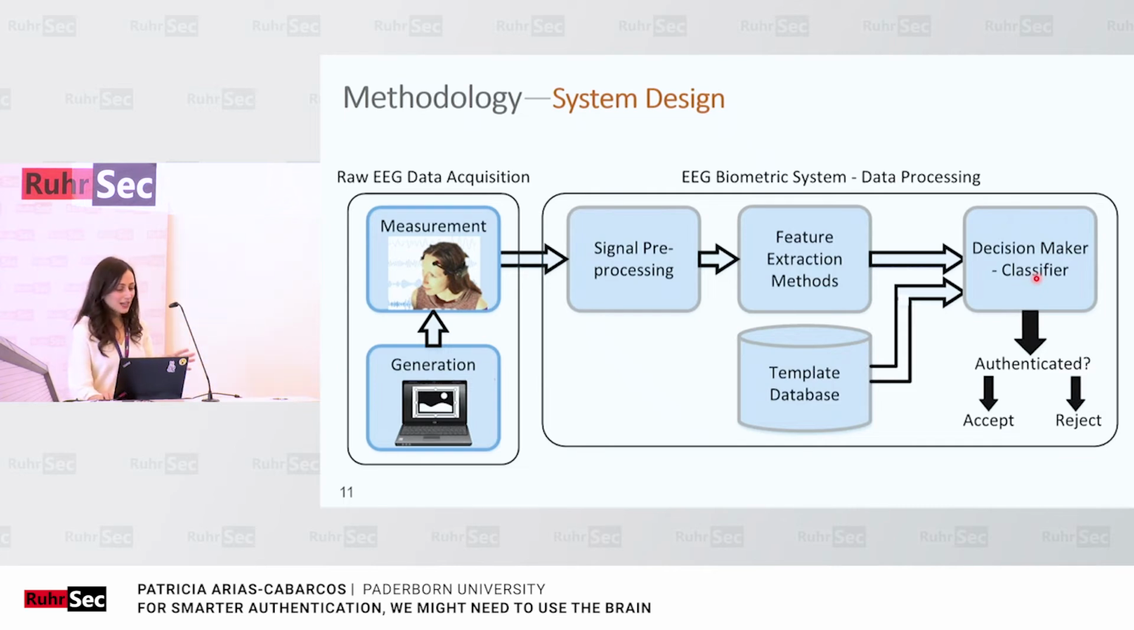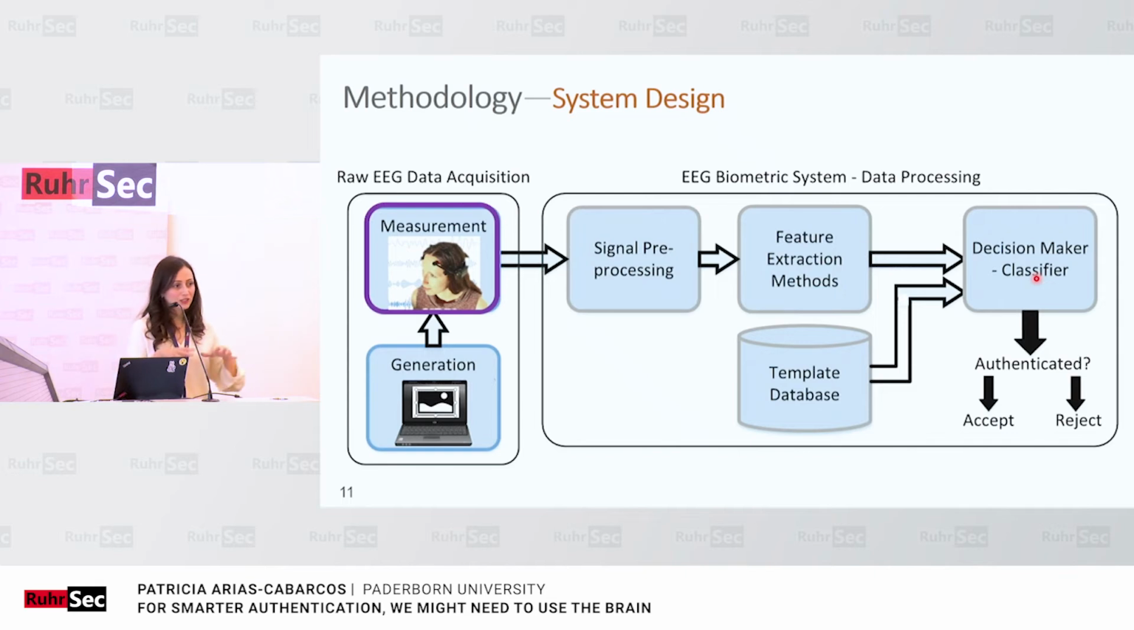So we designed a pipeline for a biometric system that follows the standard components. First of all, we have to generate, and this is important, brain activity that can be used for authentication. And we measure these brain reactions with a consumer electronic device using 14 sensors. So let me tell you about the generation process.